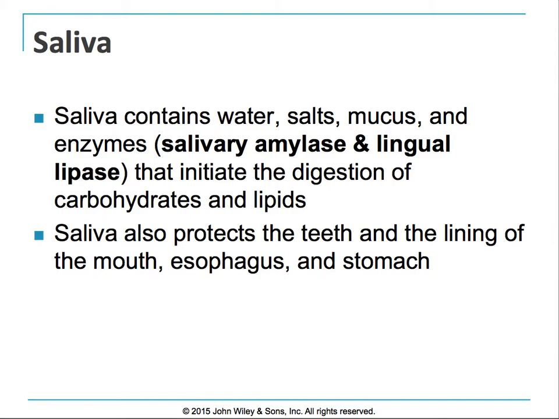Saliva. So what's in saliva anyway? Saliva contains water, salts, mucus, and enzymes. Those enzymes are salivary amylase, and again, amylase is what's going to begin the chemical digestion of carbohydrates, and also lingual lipase. And lingual lipase is going to begin chemical digestion of lipids or fats in your mouth. Saliva also protects the teeth and the lining of the mouth, esophagus, and stomach.